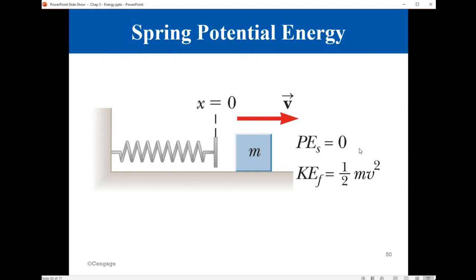For the spring, as it exchanges the energy from potential into kinetic, if the height does not change, you don't need to worry about the gravitational potential energy. If you are working with a horizontal system, you need only to worry about the conversion of energy from elastic potential energy into kinetic energy.